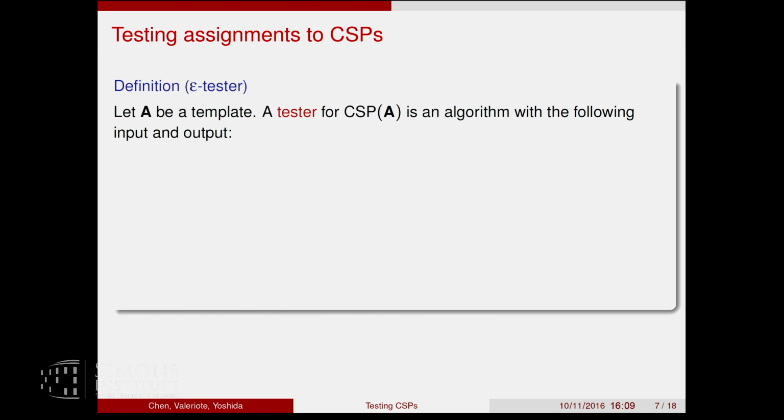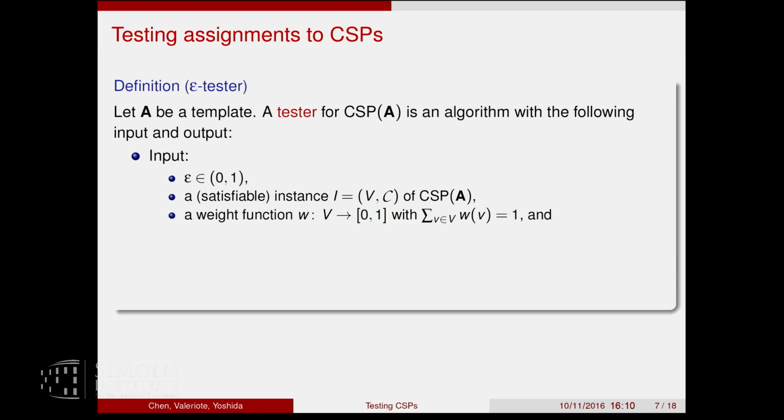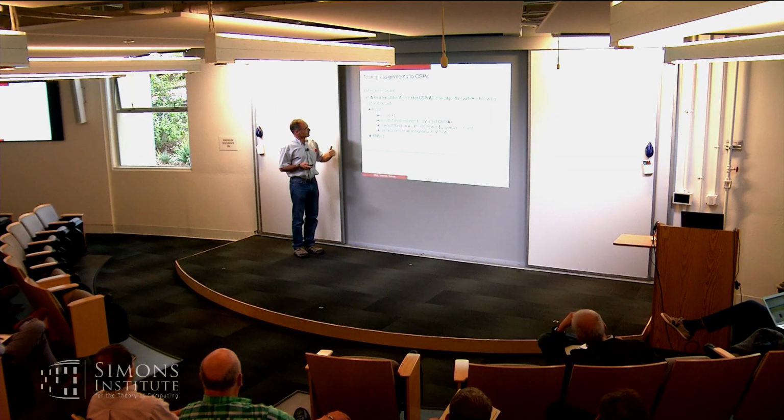Well, now we have to introduce what we mean by a tester. It's a probabilistic algorithm. Given a template A, a relational structure, a tester for CSP(A) is an algorithm with the following features. On input, we're going to give it this epsilon, our error tolerance, and an instance of CSP(A). Again, we might as well assume it's satisfiable, or else there's nothing to test here. But let's not worry about that. We have this weight function attached to the instance. And again, there's this unknown assignment. We have query access to it. So there's some oracle that has this assignment, and we get to make queries of it. Again, we don't get to see the whole thing. Otherwise, we could just see ourselves whether it's a solution or not. And the output is either yes or no.